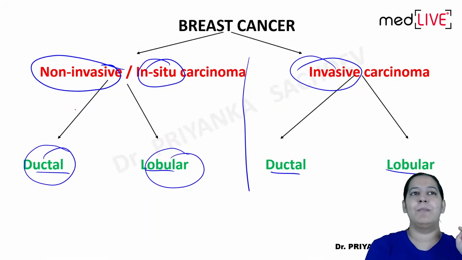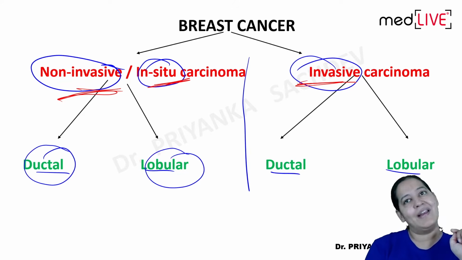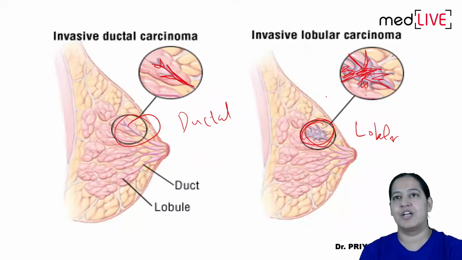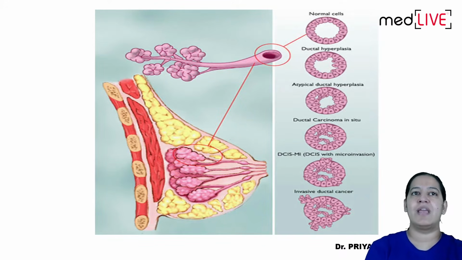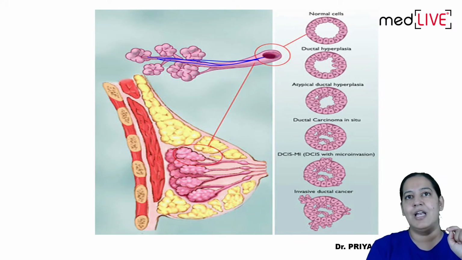So let me explain the meaning of non-invasive and invasive now. Non-invasive, also known as in situ, and the second is invasive. Ductal, lobular, you have understood. To understand non-invasive and invasive, can you see this is one of the ducts? Please everyone concentrate on the screen. I am trying my best. So this is the duct. You can see this is the lumen of the duct.